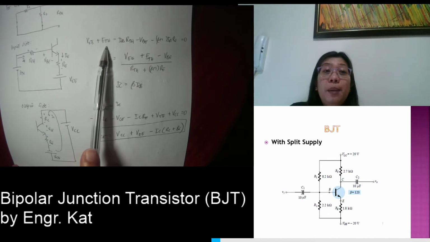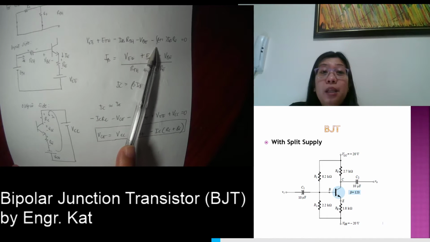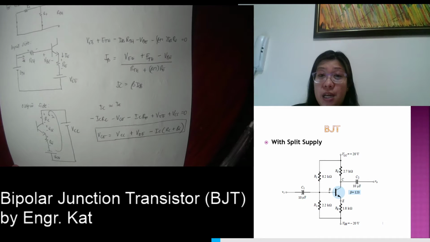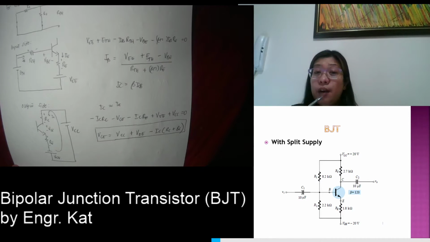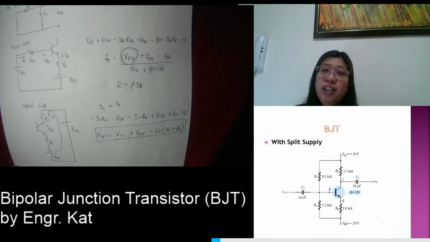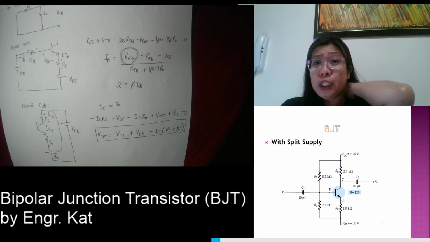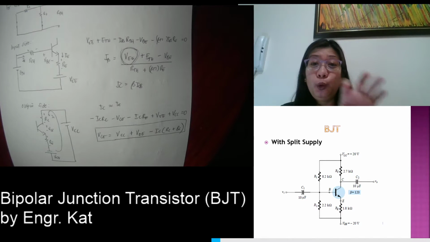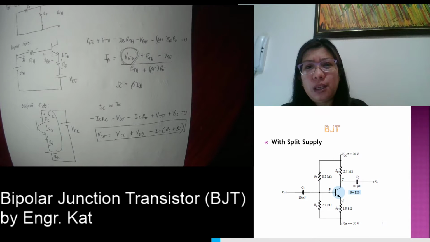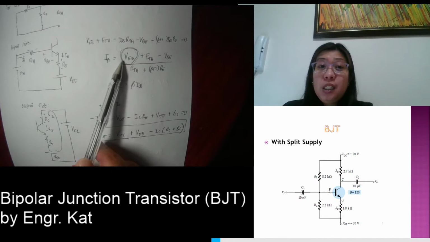So, you have VEE plus ETH minus IB RTH minus VBE minus (beta plus 1) IB multiplied by your RE. So, the only difference from the voltage divider configuration is the appearance of your VEE here. So that is the effect of your split supply. So in the laboratory, how do you perform your split supply? We have two inputs, right, in your power supply in the lab. So you have two different voltages there, and you will be using those two. So that is how you're going to perform your split supply.